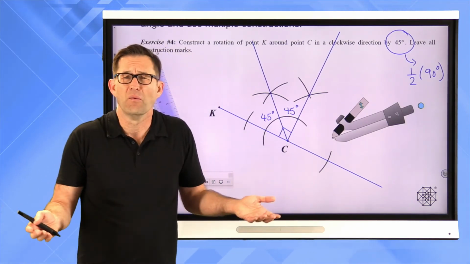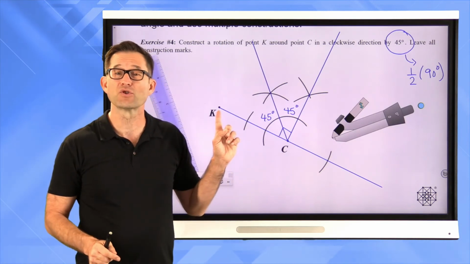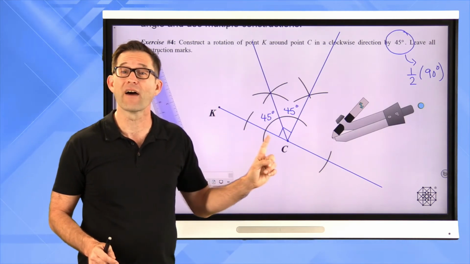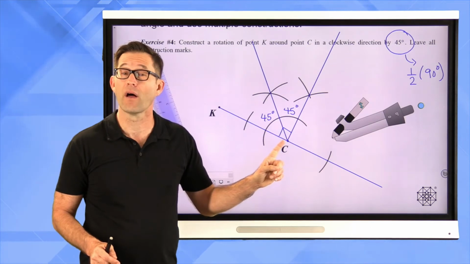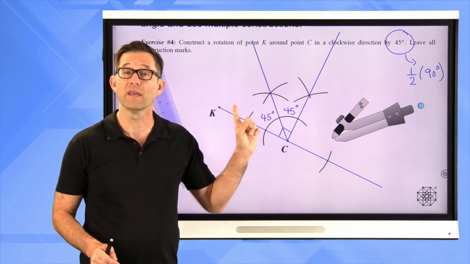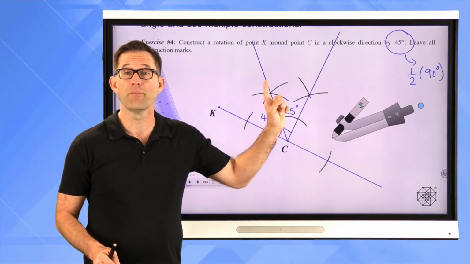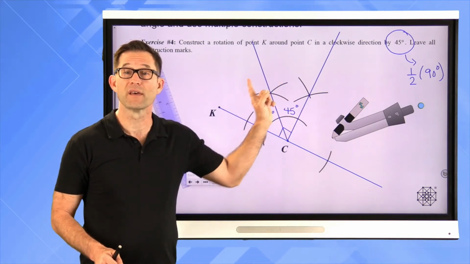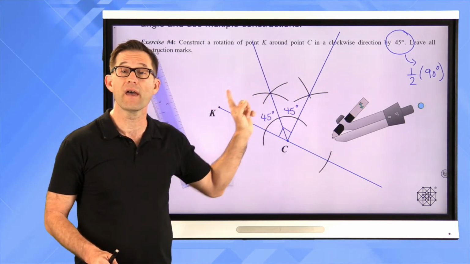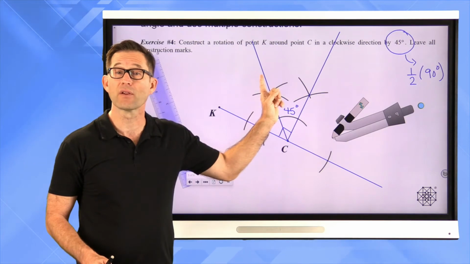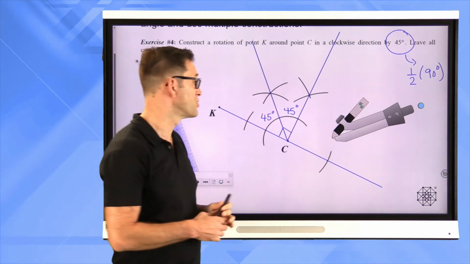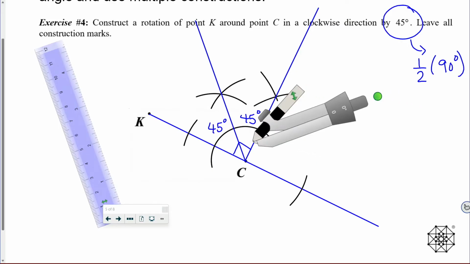So finally, what was I trying to do? Oh, that's right. I was trying to find the image of point K after a 45-degree clockwise rotation about point C. So if I now just rotate point K along a circle centered at C with a radius of CK, wherever it hits this particular ray is where my image point is going to lie. So pretty easy at this point, right?